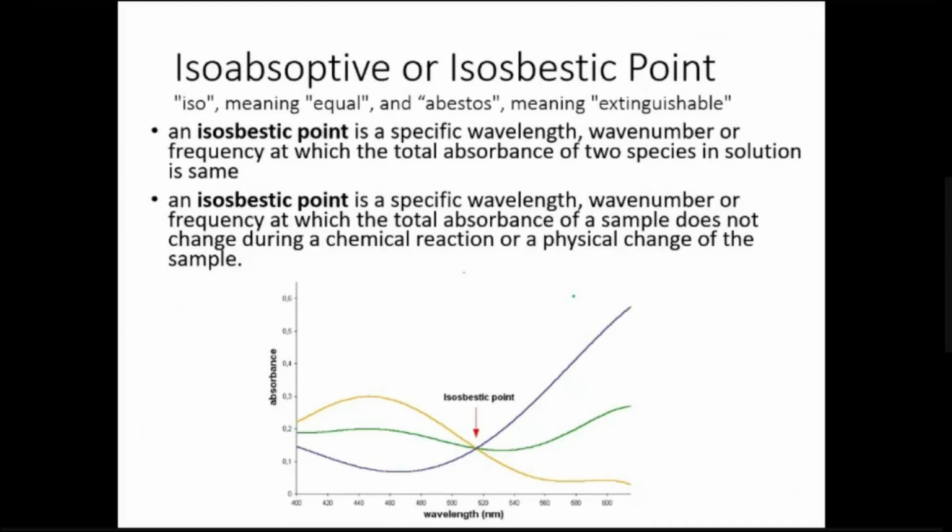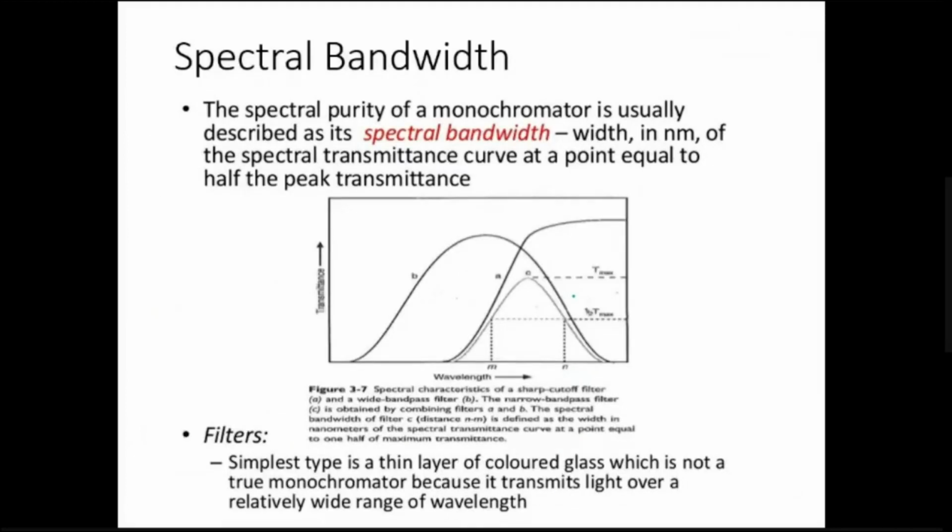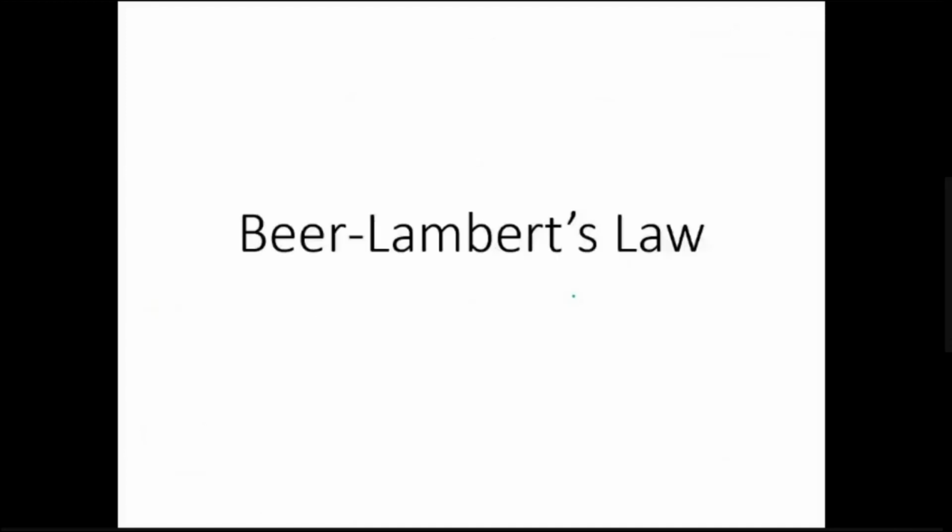Next concept is isoabsorptive or isosbestic point. If two compounds absorb equal quantity of intensity of light at particular wavelength, wave number or frequency, that particular point of wavelength, wave number or frequency is called as isosbestic point or isoabsorptive point. Spectral bandwidth, this concept is related to particular filter. The range of wavelength that it allows to pass through it is called as spectral bandwidth of that particular filter or monochromator.